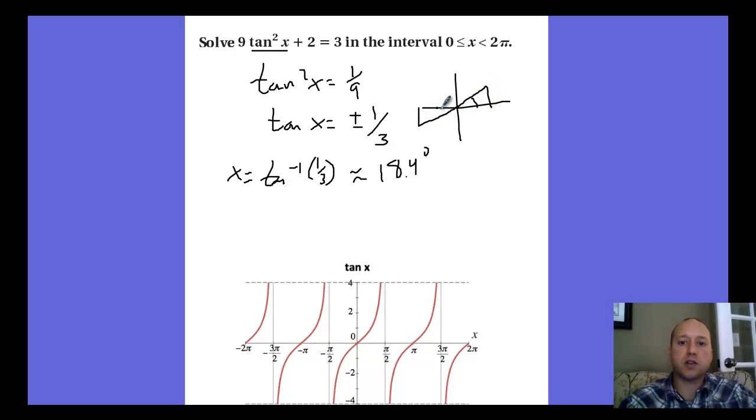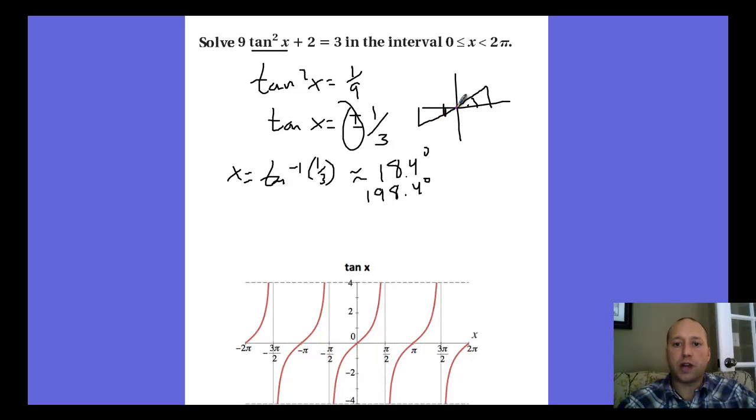I know tangent is also positive in the third quadrant, so this would be the reference angle. It's 18.4 degrees. And so if I do 180 plus that, so I'm at 198.4 degrees. I can also, though, have positive or negative, plus or minus. So I need the other two quadrants.